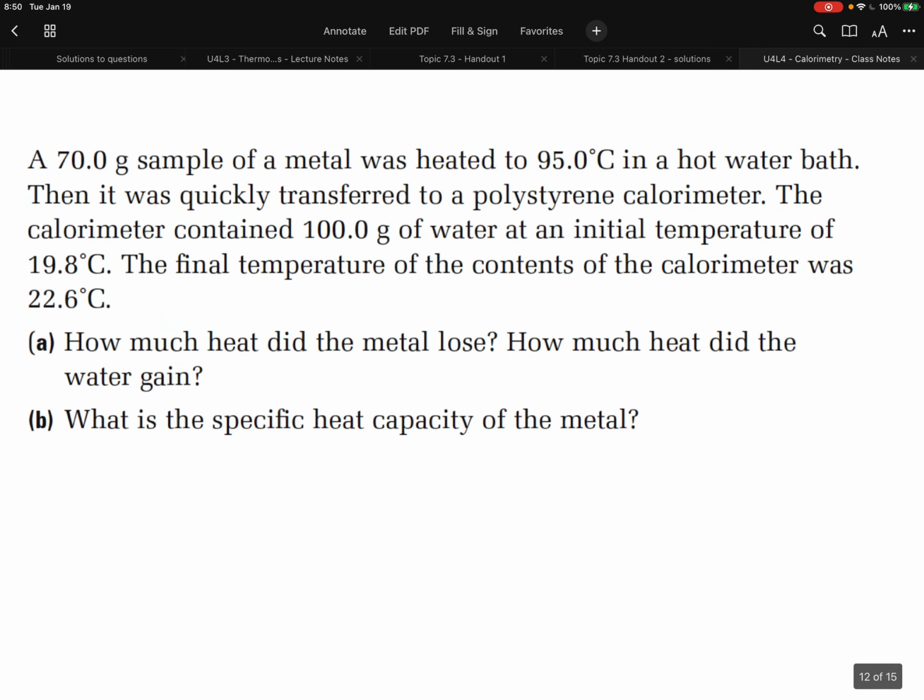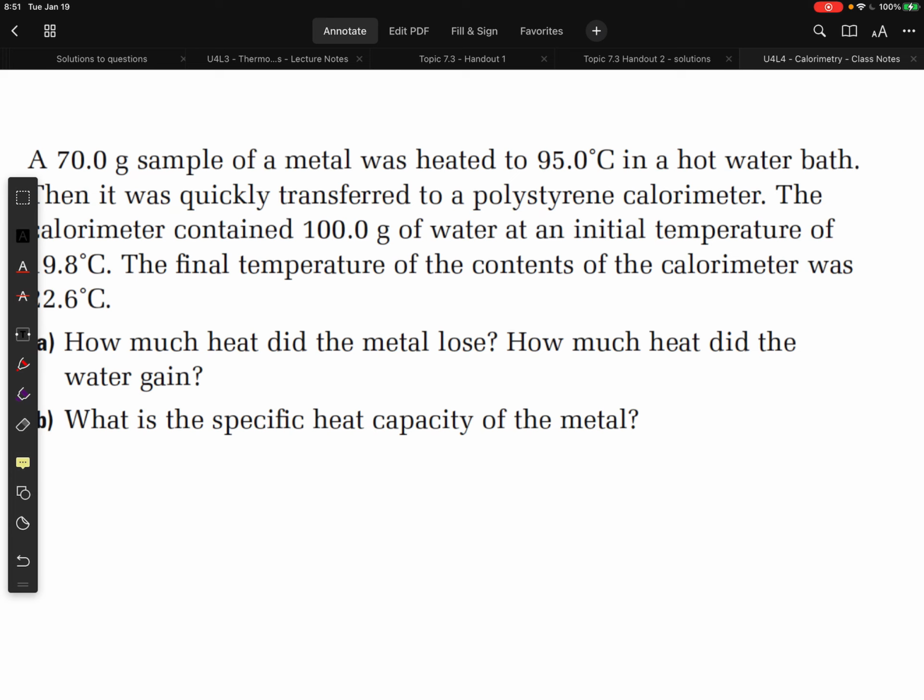Okay, so here we have another example. We have a 70-gram sample of a metal heated to 95 degrees Celsius in a hot water bath. We then transfer our sample to a polystyrene container or a styrofoam cup. And this calorimeter contains 100 grams of water with a temperature of 19.8 degrees Celsius. The final temperature of the contents of the calorimeter was 22.6 degrees Celsius.